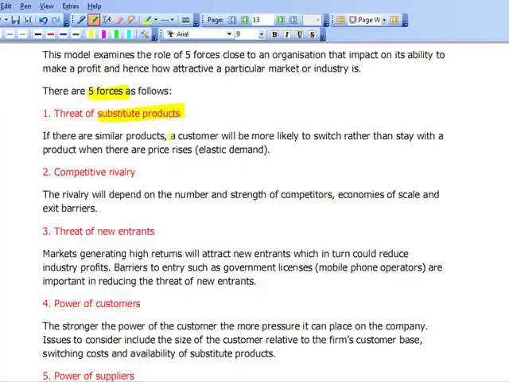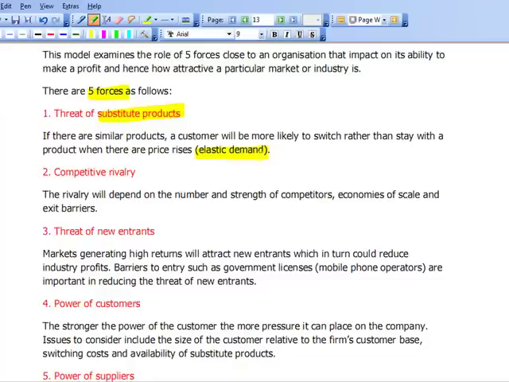Substitute products. Now, if there are similar products, then obviously a customer is more likely to switch to that other product rather than stay with the product when there are price rises. This is a classic case of elastic demand. If there are very limited substitute products, then we have inelastic demand. When the price rises, it's difficult for the customer to switch to a substitute product because there aren't that many substitute products. So the threat of substitute products will depend on how many substitute products there are.